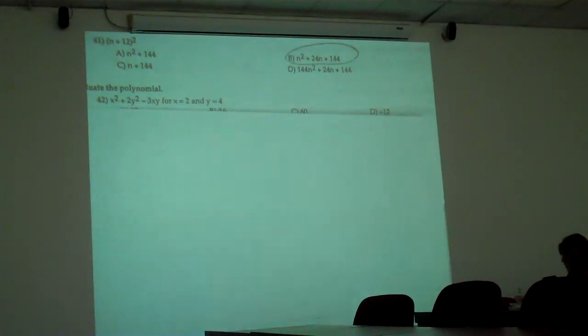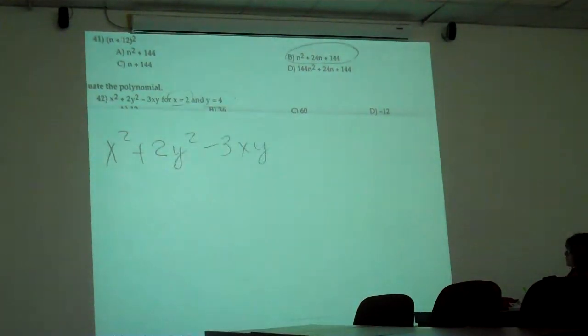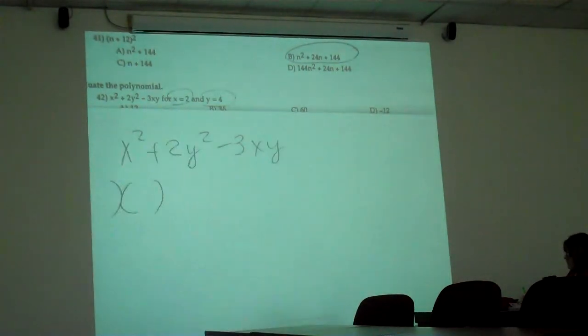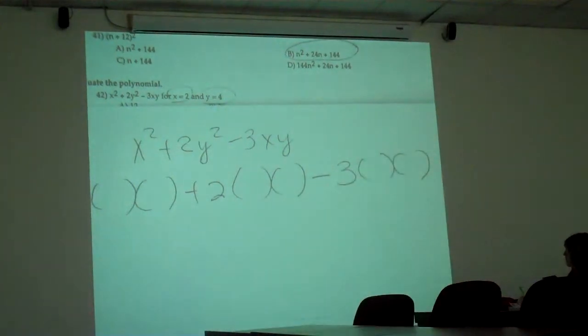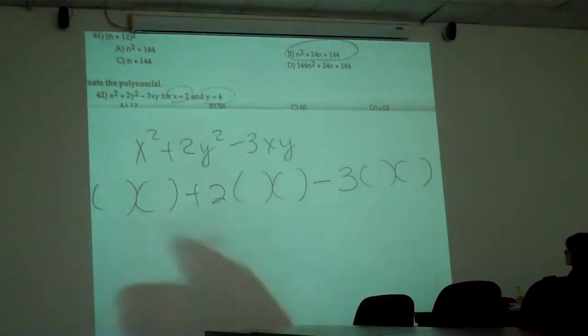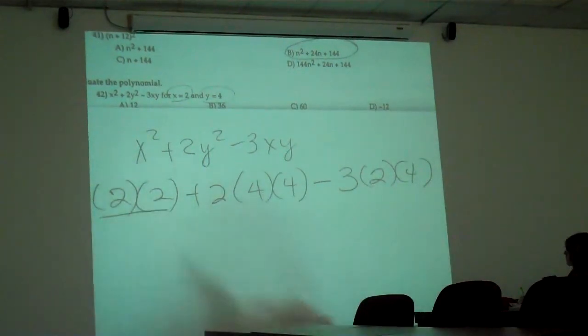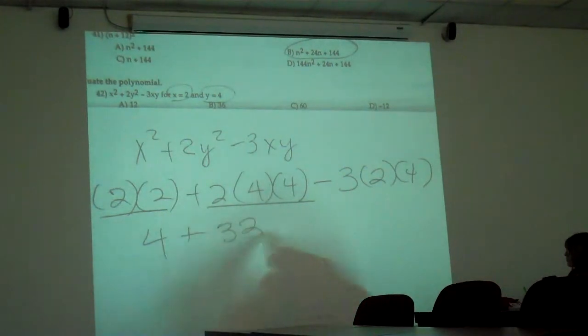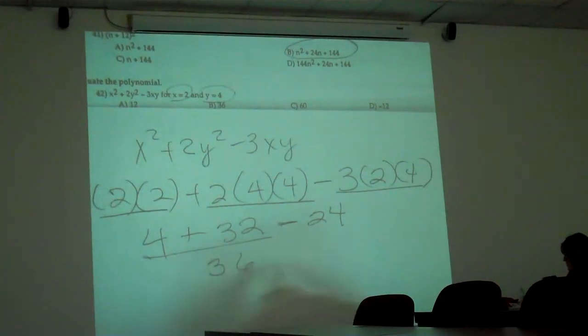Okay, we're going to evaluate this polynomial for an x and a y. For x equals 2 and y equals 4. So x squared, I'm going to write with parentheses, 2y squared minus 3xy. Now put your x's and y's in there. x is 2, and there's an x there. y is 4. 2 times 2, 4. 2 times 16, 32. 3 times 8, 24. 4 plus 32, 36 minus 24 is 12.